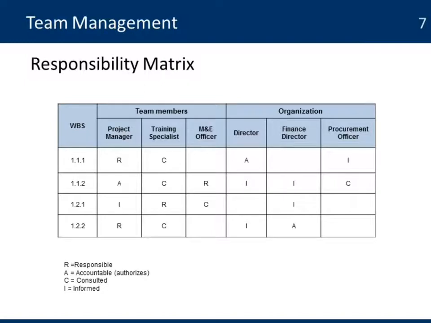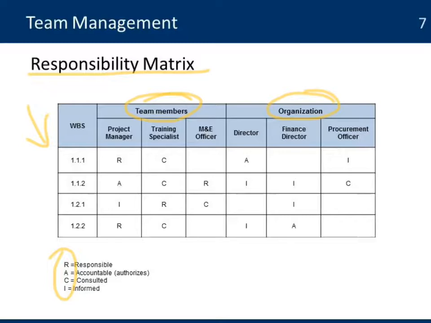Another important tool used in team management is the responsibility matrix. This is also known as the RACI matrix. We'll explain it. For every activity that you have in your project based on the WBS, you identify the team members, and you can even include people within the organization that are going to be supporting or doing some work for you in your project.